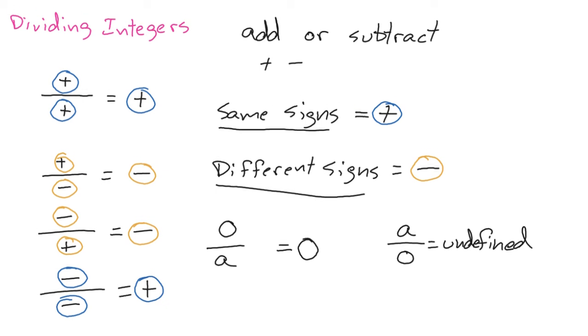So let's do an example here. Let's say you have a negative 44 divided by 11. Okay, so if you were to write that out, a negative 44 divided by 11. So here, that 11 is positive. You don't see a plus sign there, but you could write one in.